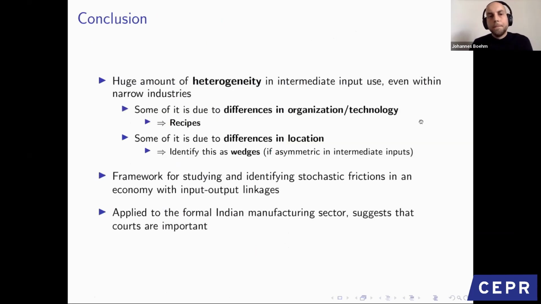So overall, there's a huge amount of heterogeneity in intermediate input use. Some of that is because of differences in organization and technology. That's not what we want to call misallocation. So that's what we call recipes. Some of it is due to differences in location. That's what we identify as a wedge. If it's correlated with the courts, then we attribute that to the courts and we use that in our counterfactual. And more generally, the model is useful as a framework for studying stochastic frictions in an economy with input-output linkages. And if we apply that to the formal manufacturing sector, it suggests that the courts of justice are important in shaping distortions in buyer-seller relationships and overall productivity.